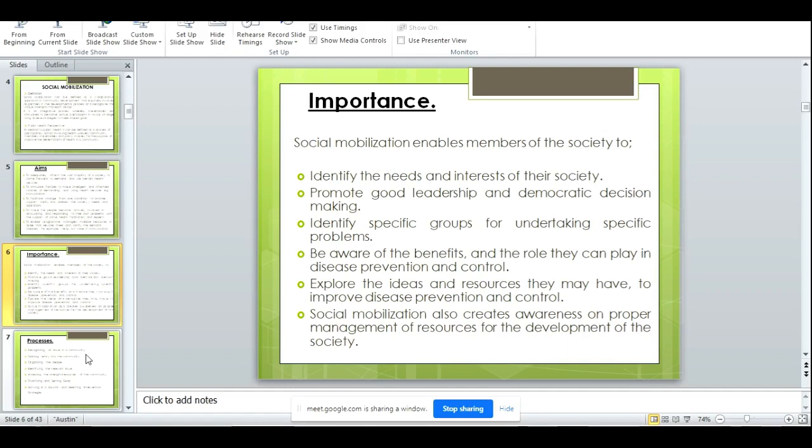Social mobilization also creates awareness on proper management of resources for the development of the society. So the society may have resources which are not properly being used, but when the society is mobilized together and the decision making is democratic, they can easily use these resources properly.